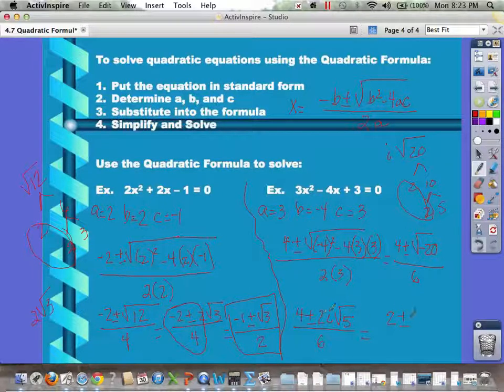2 divided by 2 is 1, so you can put 1 or you just put your i. The square root of 5 cannot be simplified because it's under the radical. And then 6 divided by 2, which is 3. So this is our final answer.